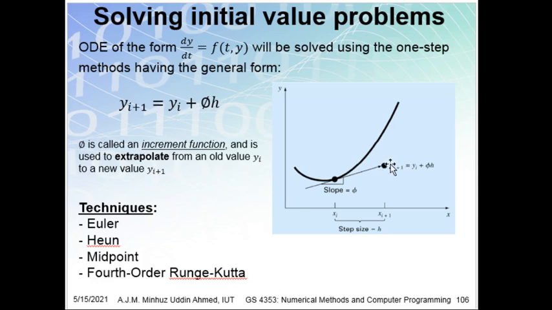So this y_{i+1} will be predicted, although it will not lie exactly on the function. Because this is an assumption, there will be error generated from this, but whatever it is, this is the prediction for solving the ODE. So this one will be our increment function, and extrapolate means anticipating.